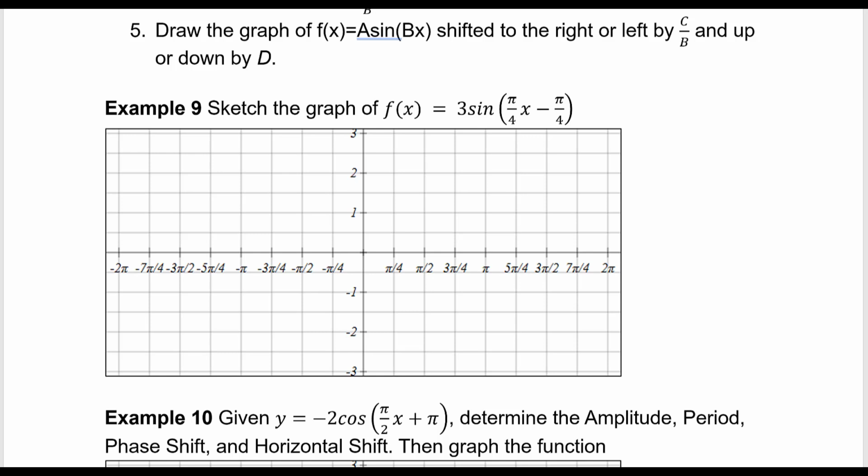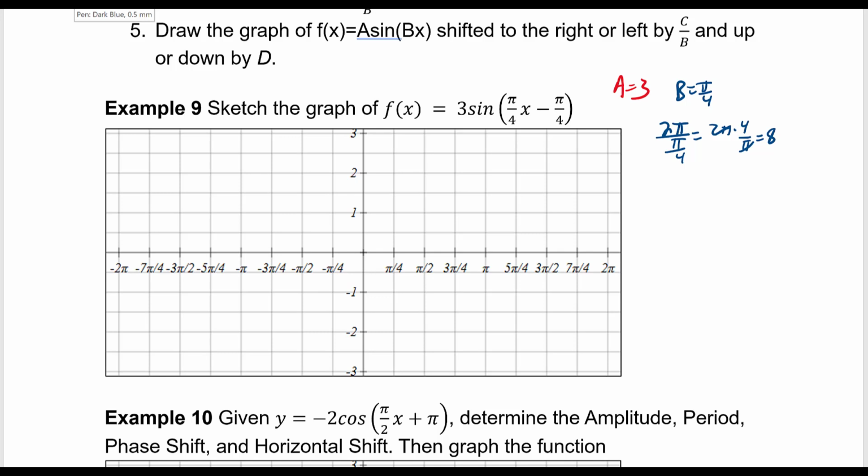We have an amplitude of 3, so A is 3. Go back to blue, I like using blue. My B is pi over 4. So 2 pi, this is for the period, over pi over 4. It's going to be 2 pi times 4 over pi. It's going to give us 8. That's a pretty good period.